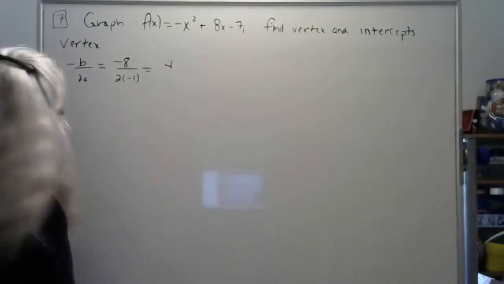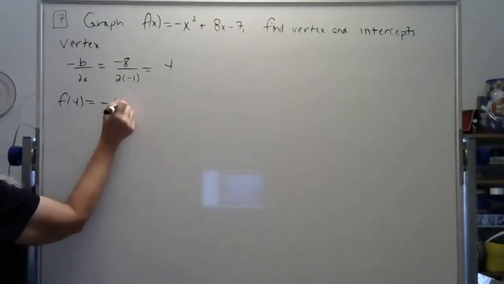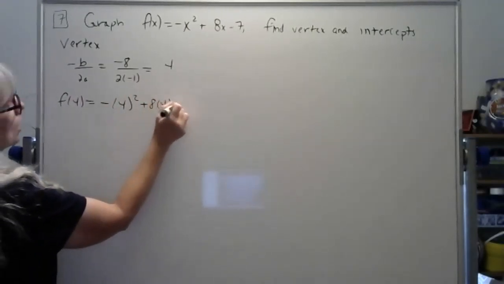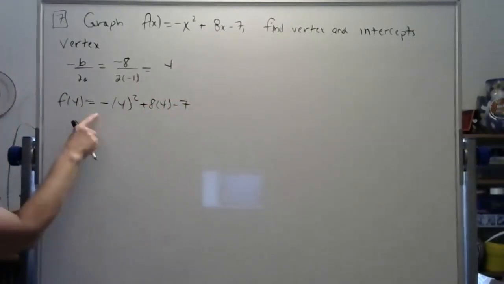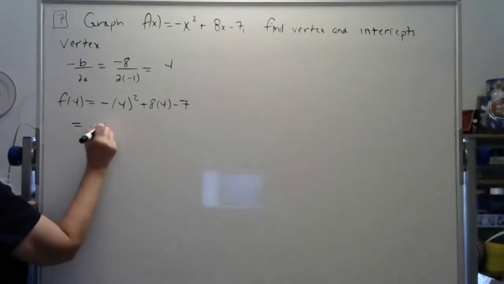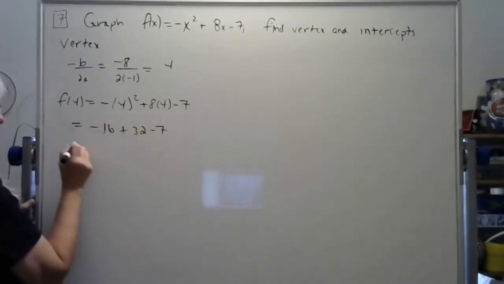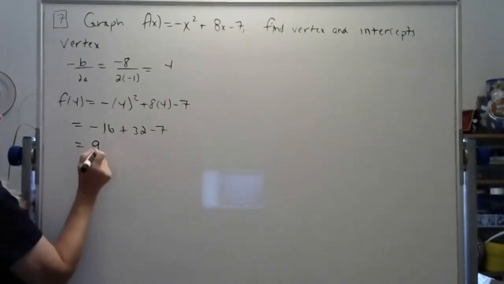Substitute it for x. So f of 4 is equal to the negative of 4 squared plus 8 times 4 minus 7. Beautiful. And be careful, square before you put the negative in. So it's going to give me negative 16 plus 32 minus 7. So negative 16 plus 32 is 16. Minus 7 is 9.